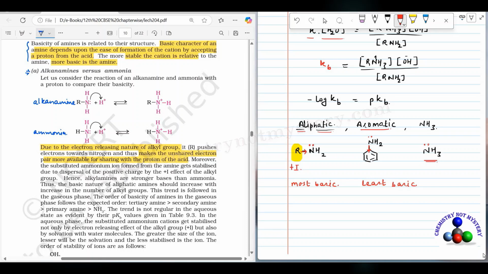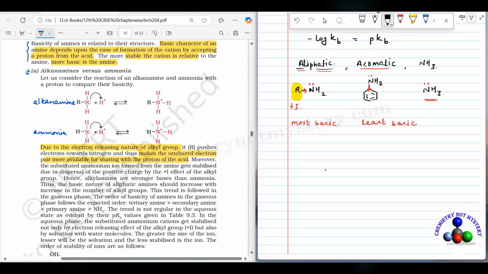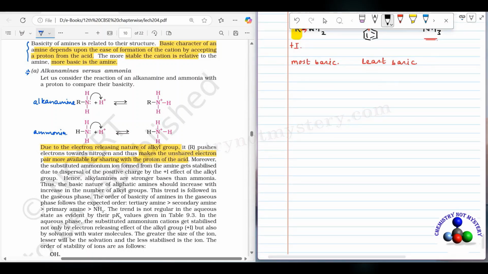So let's try to understand the meaning of these lines. When alkylamine R NH2, which has a lone pair over nitrogen, reacts with a proton H plus ion, the nitrogen abstracts the proton by donation of the lone pair to it. Here you will get an equilibrium, and you will get RNH3 positive.